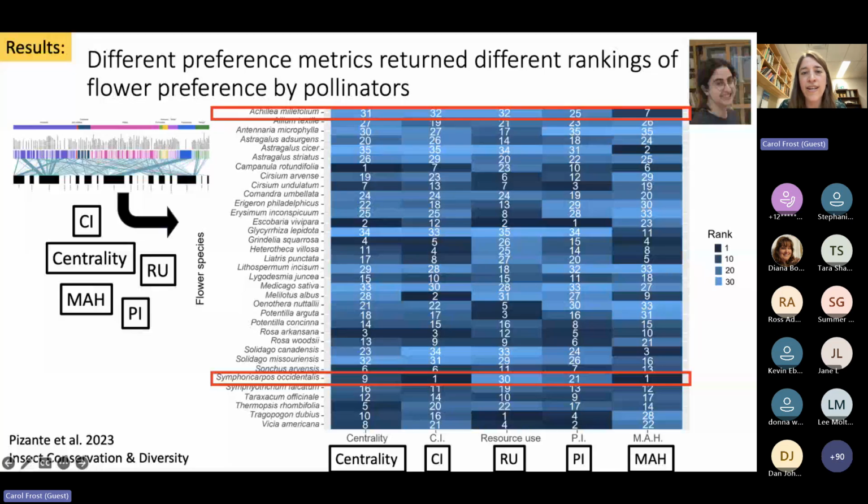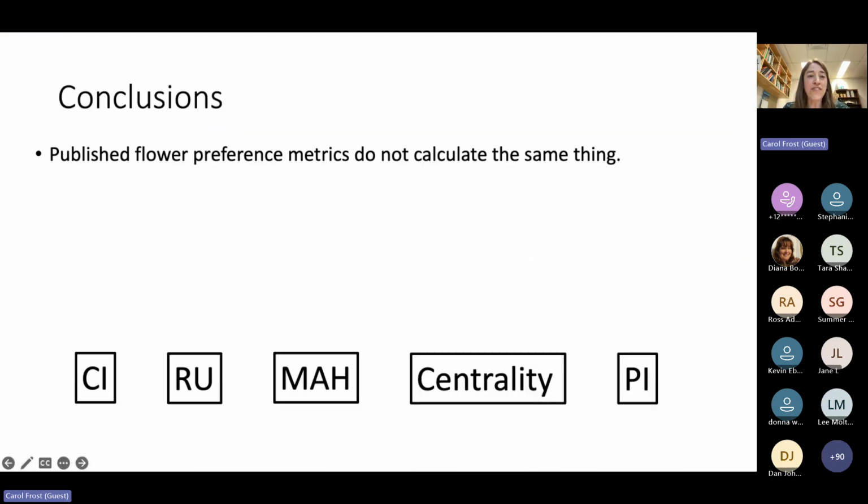So before we move on, I'd just like to draw your attention to 2 species that are going to become important later. One is Achillea millefolium, which is common yarrow. It was ranked as extremely low preference by all these flower visiting insects, by all metrics except this one, but it was still not very high by this one. Symphoricarpus occidentalis is western snowberry. This one ranked a bit more highly. Well, it ranked as first by 2 metrics, but 30th by another one, 21st by another one, 9th by another one.